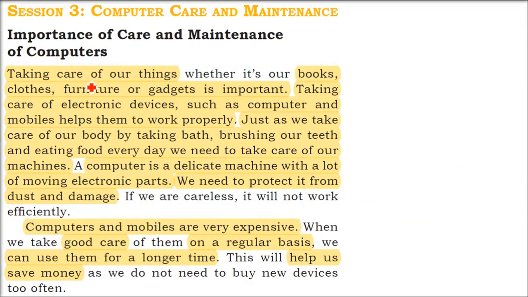The same way we take care of our belongings, our things. It may be your books, you always cover them; clothes, you wash every day and iron them; furniture, you clean it every day. Gadgets can be anything, from a washing machine to a fridge, small to big electronic devices. Now, it is very important to take care of your electronic devices.